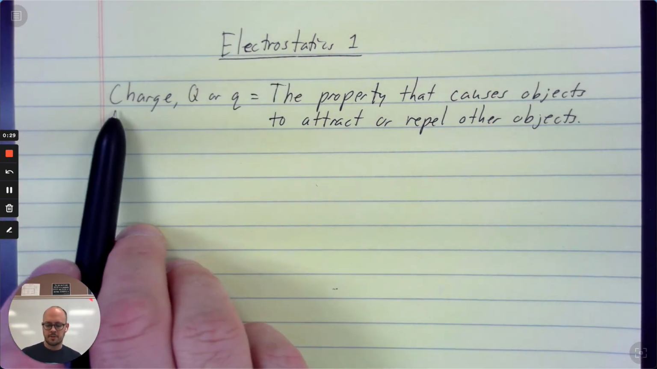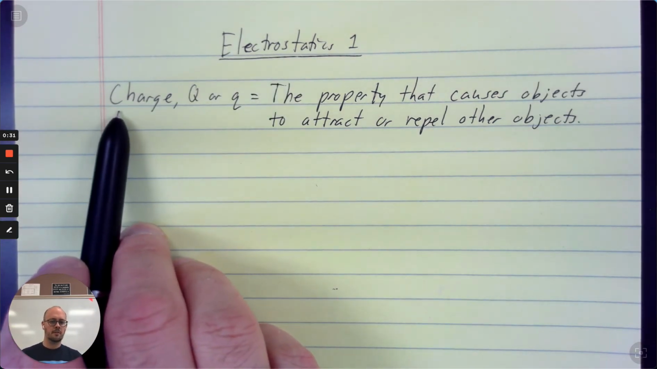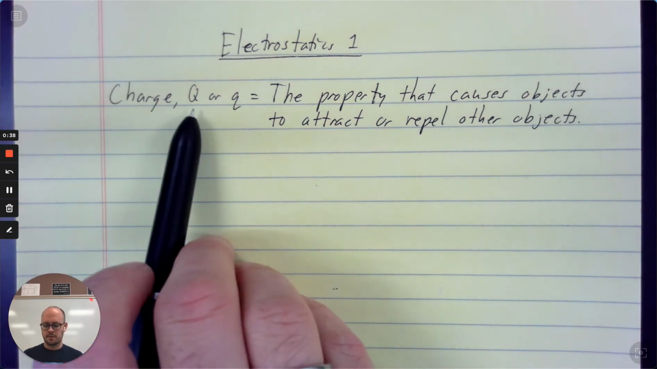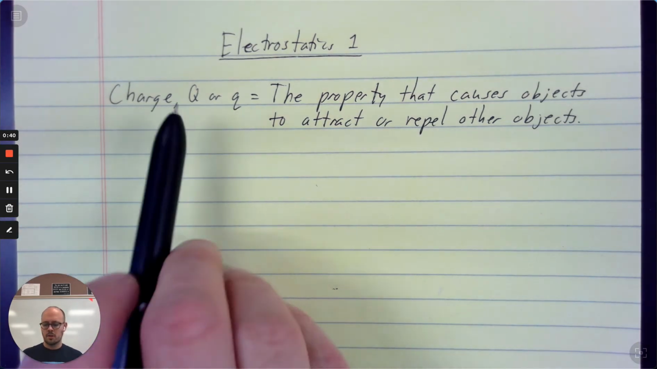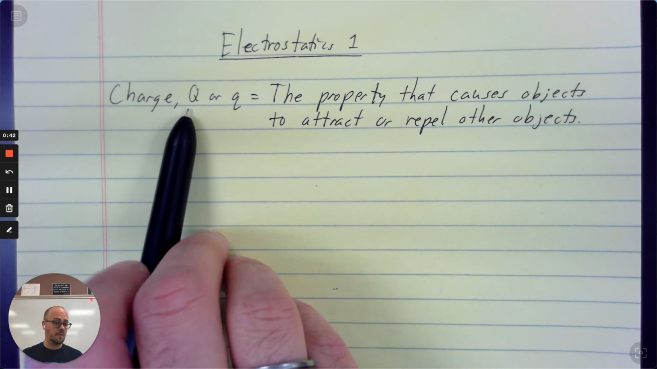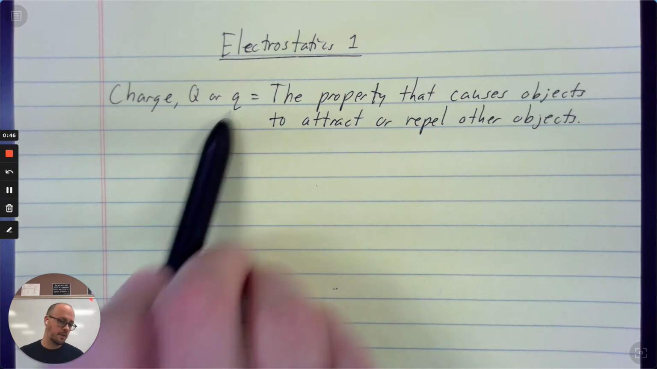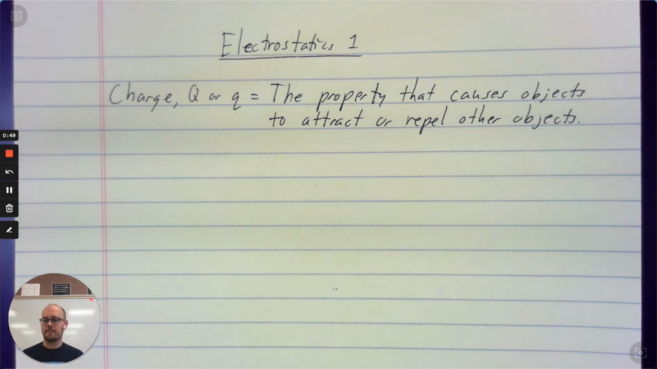Electrostatics is all about this idea of charge. So like mass, charge is a fundamental property of things that have atoms. The variable for charge is either a capital or lowercase q. Capital if we're talking about something that has a lot of charge, like a lightning bolt. Lowercase if we're talking about something that doesn't have a lot of charge, like an atom or an ion.